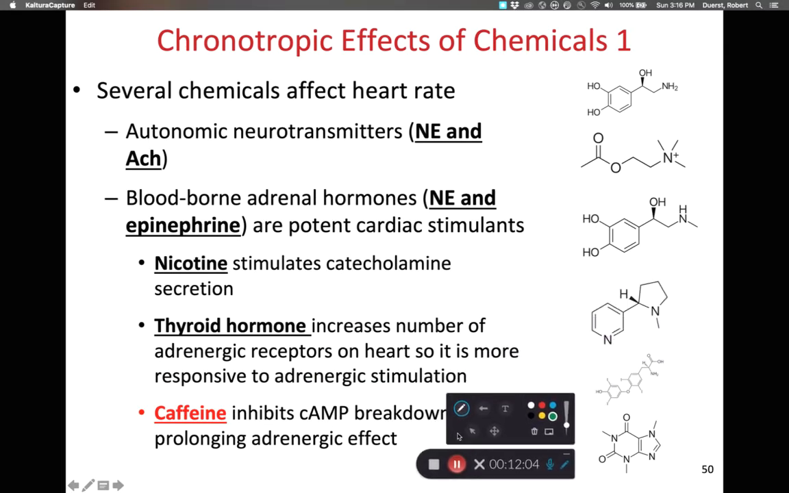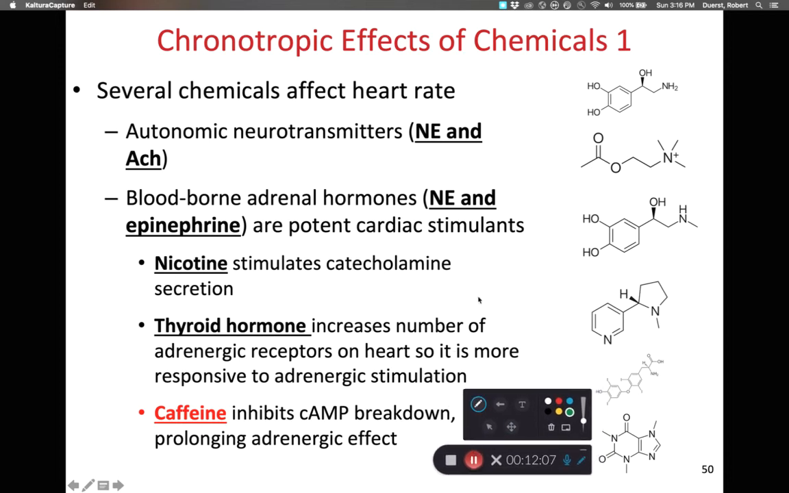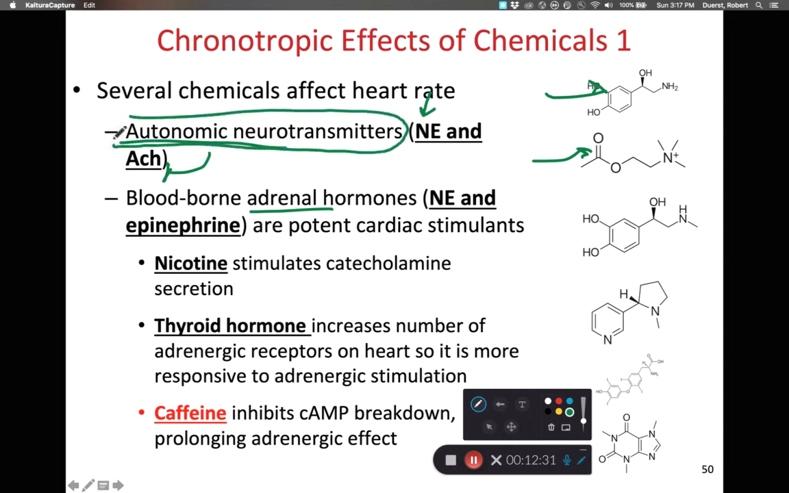Now, as we look at some chemicals that can influence heart rate, these chemicals include autonomic neurotransmitters such as norepinephrine and acetylcholine. So here's norepinephrine up on the top, and then here's the skeletal structure for acetylcholine. We could also have adrenal hormones present in the blood. So instead of being released from the axon terminal of a neuron, they could be released into the bloodstream. That norepinephrine and epinephrine can increase cardiac output.